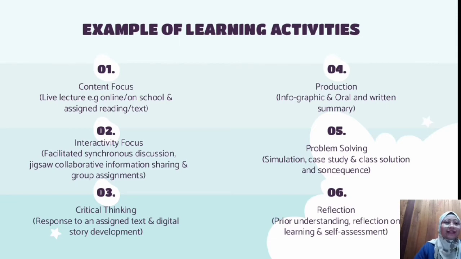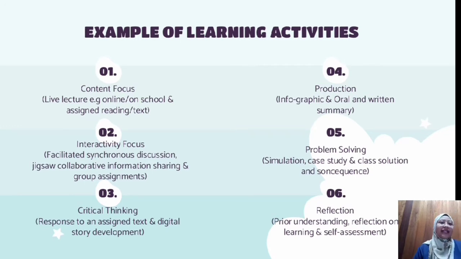which can easily get the students focused, right? The third one is critical thinking. So it's getting a response to an assigned text and digital story development, something that we can do in the class. And fourth is production, which is the infographic and oral and written summary. So it produces something for the learning objective, right? Next is problem solving. So we can do activities for problem solving like simulation, case study, class solutions, and sequences, right? So there are many activities that we can do in class.